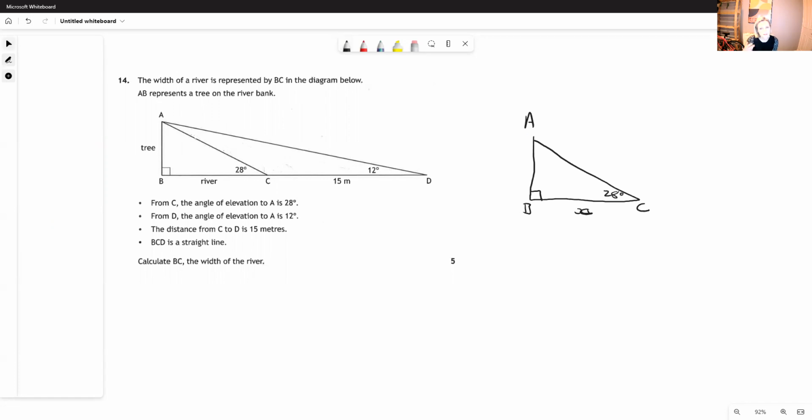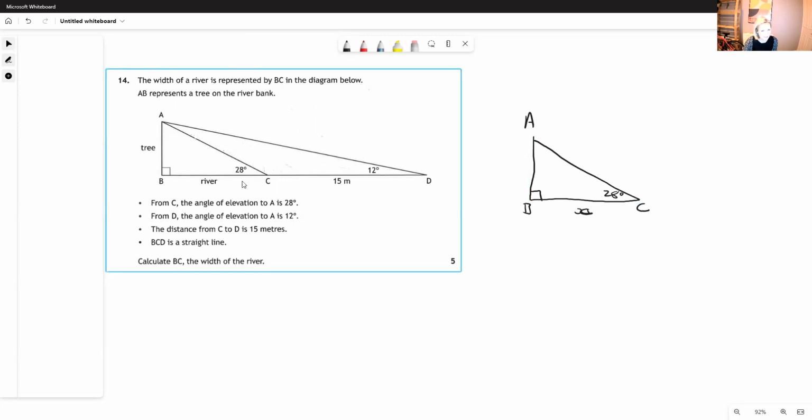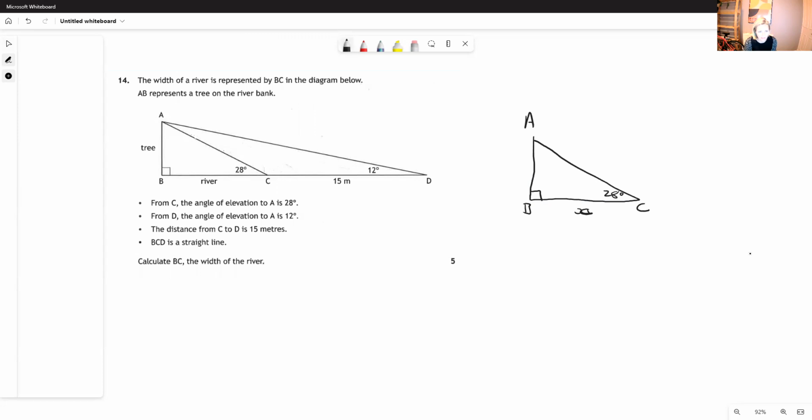So I could use right angle trig, SOHCAHTOA, but I'd need to know either the height of the tree or the hypotenuse of that triangle, so AC. The tree, it doesn't tell me what it is, and it's going to be quite difficult, if not impossible, to work that out. But I think I can work out AC by using the other triangle. So let's look at the other triangle now. I'm going to sketch it separately down here.